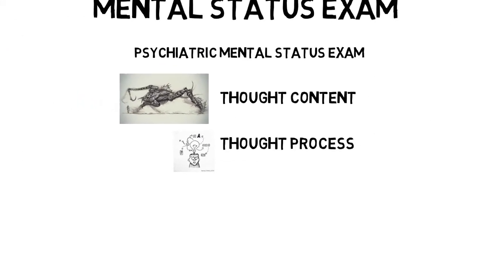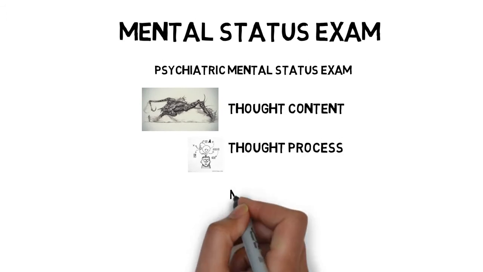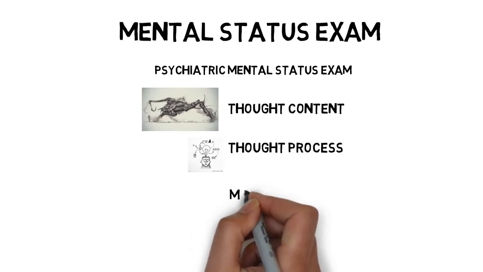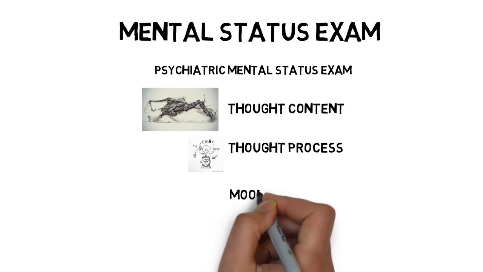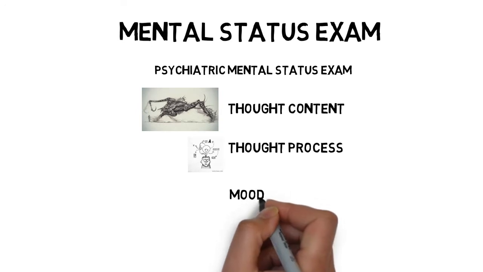Okay? So we're looking at thought content and thought process. Those are the two key things that we look for. Then we also look for mood. And really, if you think of it, mood is the feeling of the person.